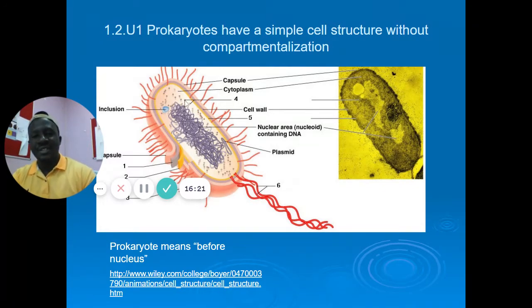So those are ribosomes. We have some other inclusions. And then, as we've seen inside, we have the nucleoid, we have the plasmid, we have the ribosomes, and then we can also have some vacuoles like that inclusion. And then outside the cell, we have the capsule.